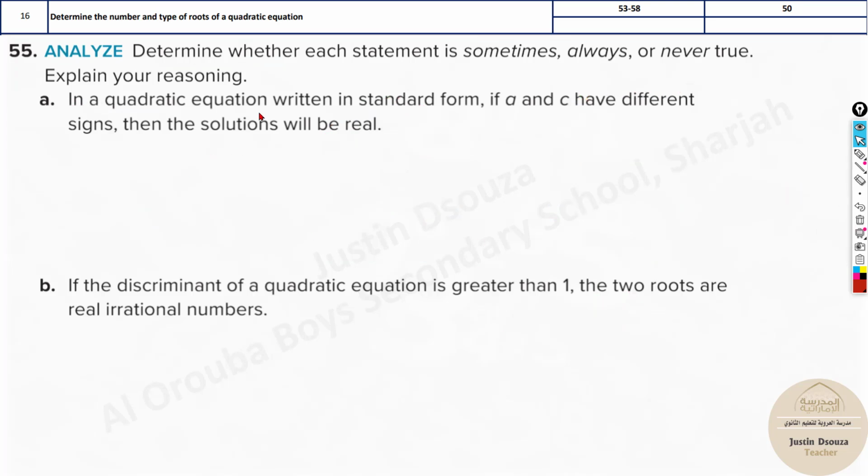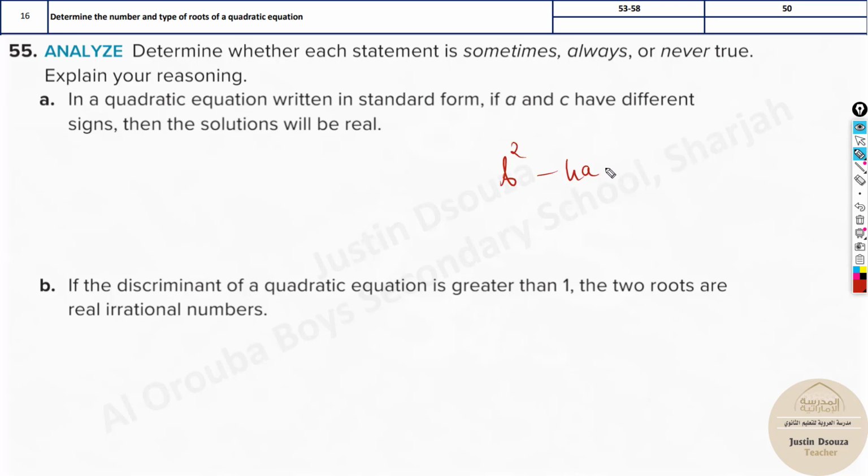Now, what about these problems? Here, you have to reason them. Determine whether each statement is sometimes, always, or never true. Explain your reasoning. In a quadratic equation written in standard form, if A and C have different signs, then the solution will be real. Yes, absolutely, right? Now, what is this exactly? Let's write the discriminant formula.